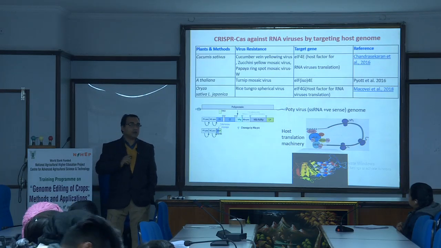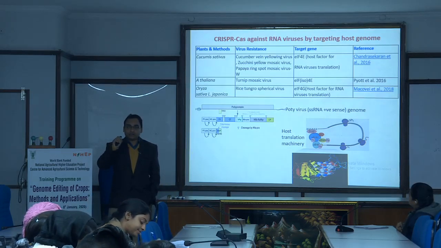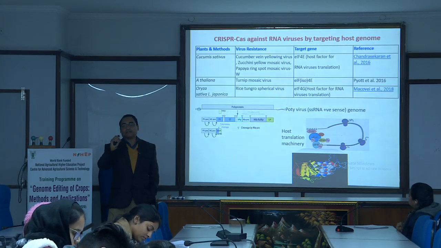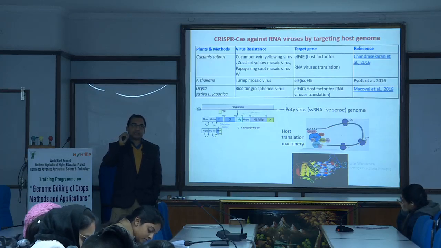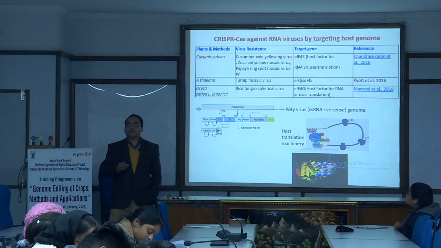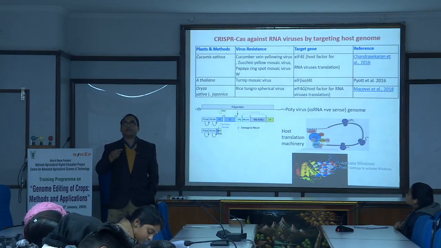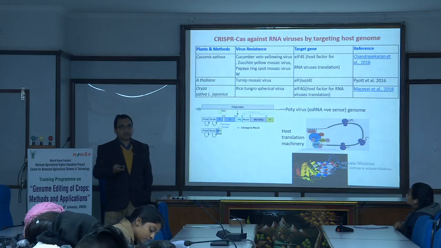So it is not directly knocking out the protein; it is only affecting where the virus and EIF4E interaction takes place. We have to do editing only on those motifs, and if we can do that, then the virus will not be able to recognize the host translational machinery, and virus replication will be inhibited.